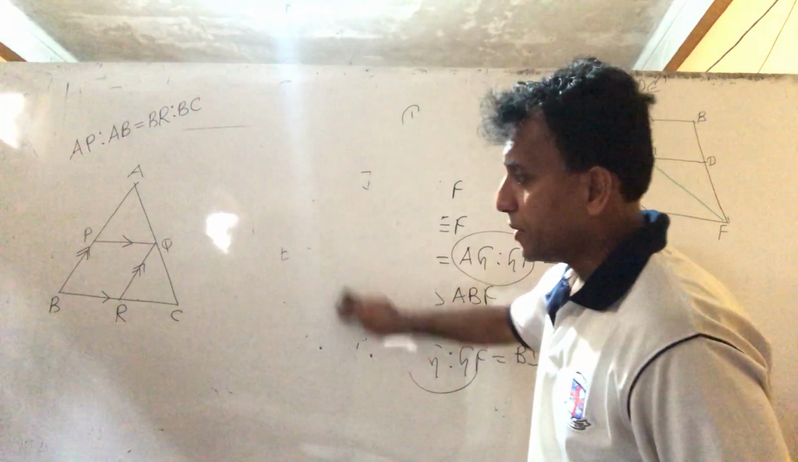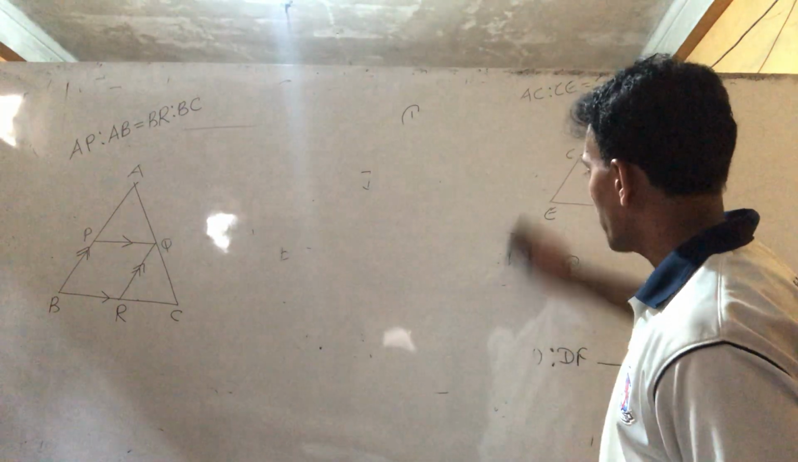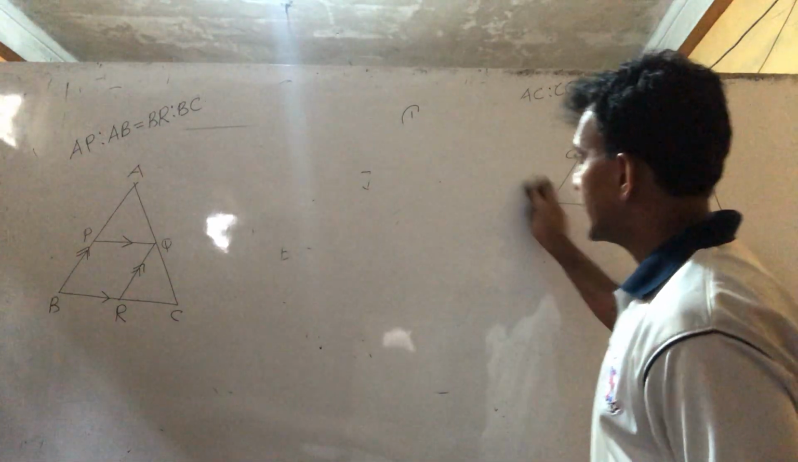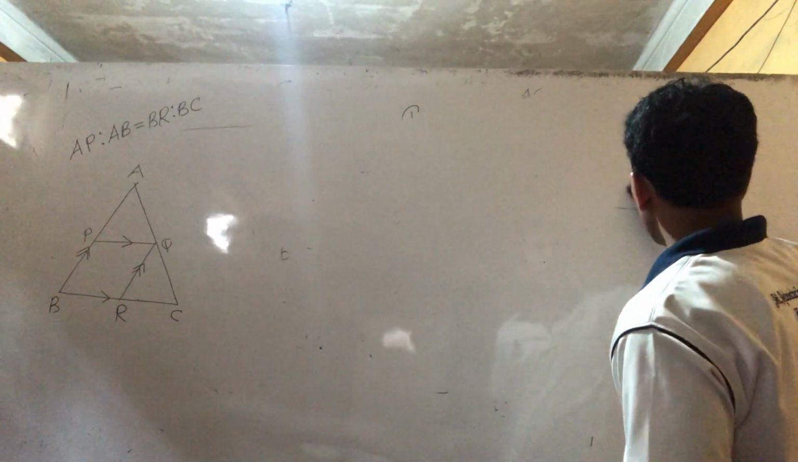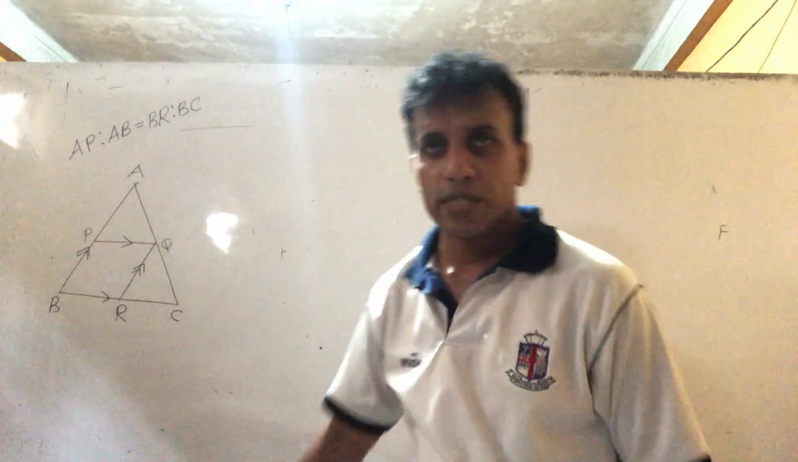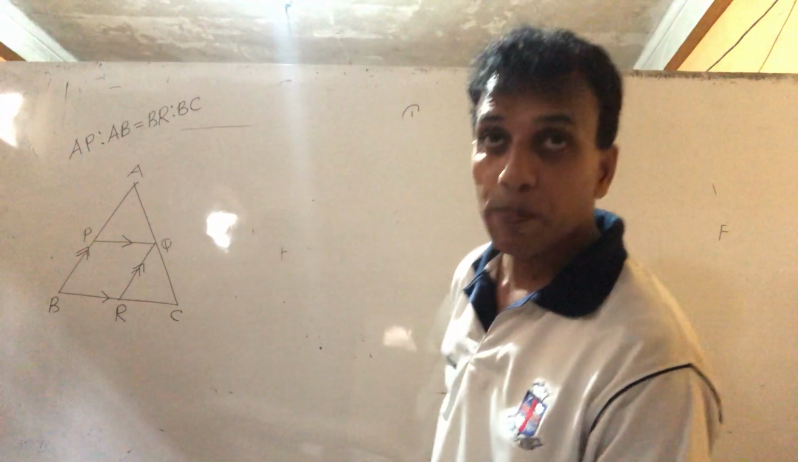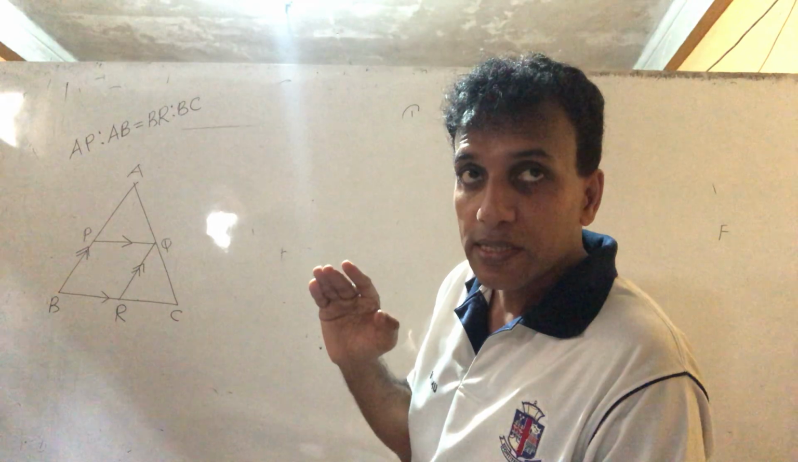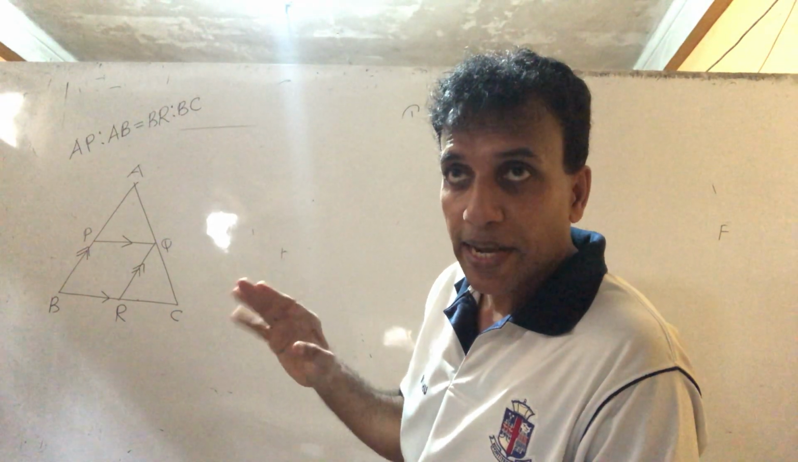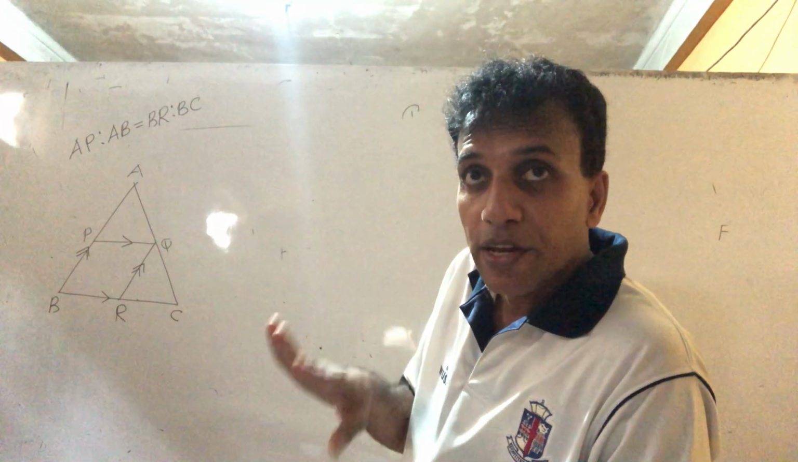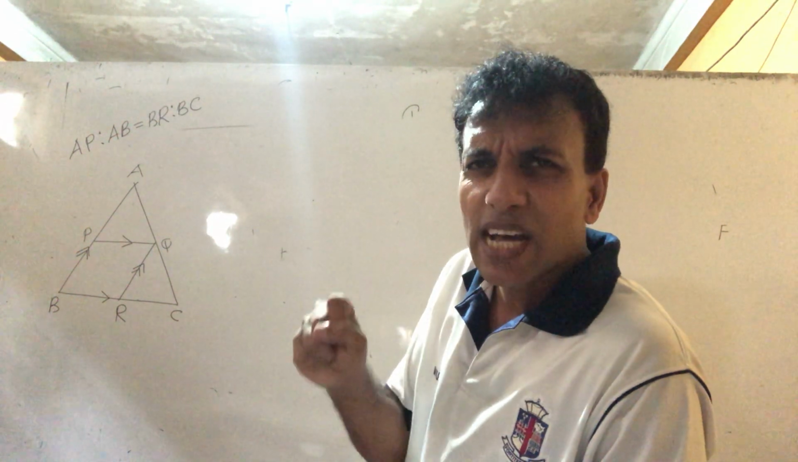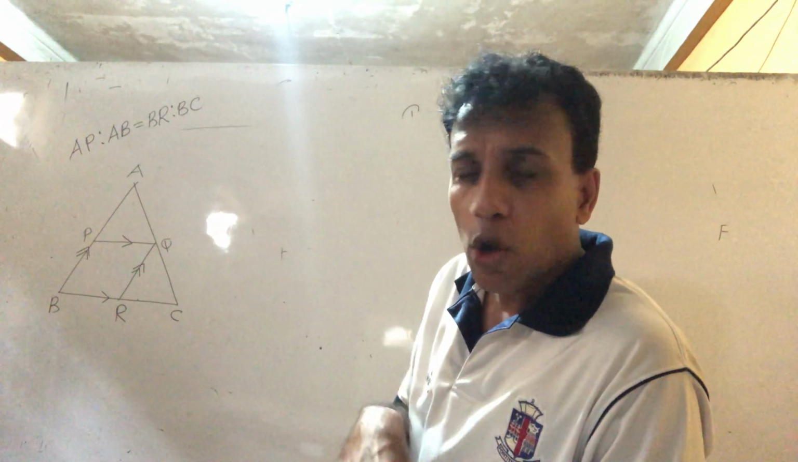Here also, so many parallels are given. Show that AP is to AB and BR is to BC are equal. Same idea: take one pair of parallel lines and complete the ratio. Take the other pair of parallel lines, take the other ratio, and think how to get this answer. Maybe one thing comes as a common part.